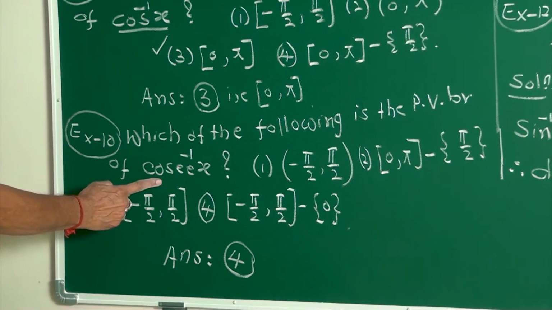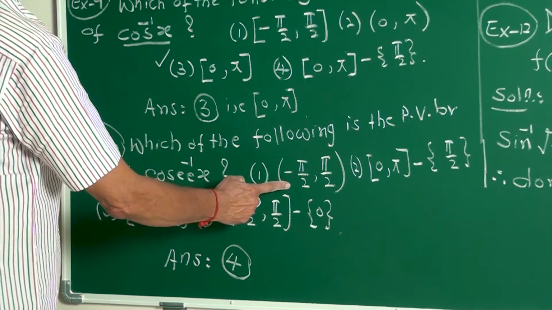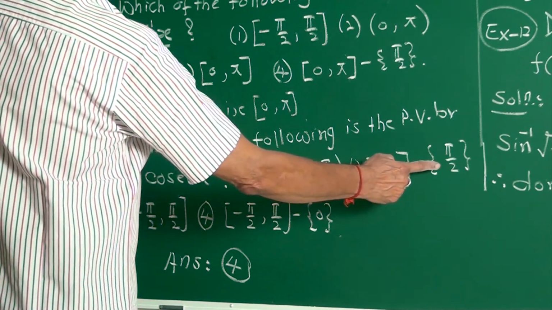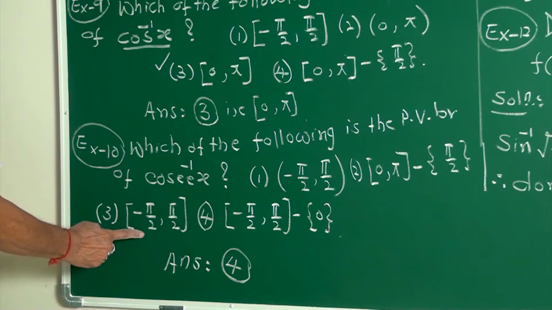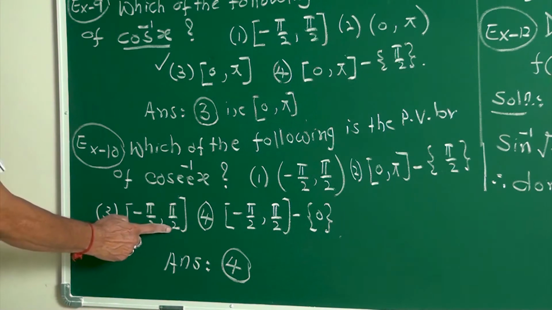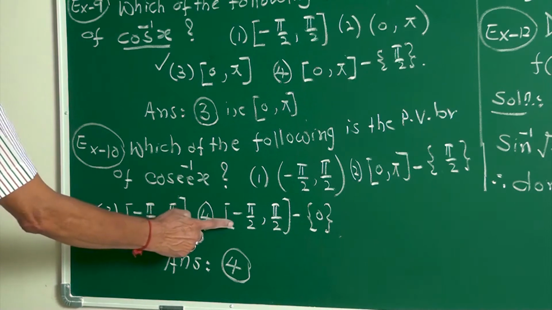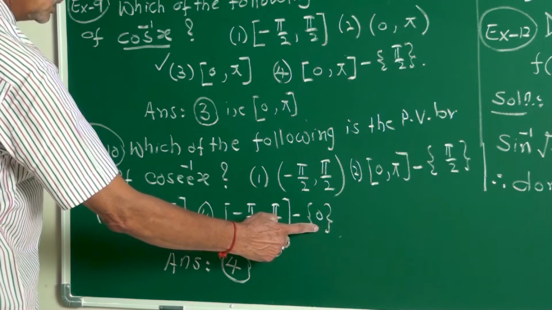Principal value branch of cosec inverse x. First option, open interval minus pi by 2 to plus pi by 2. Second, 0 to pi minus singleton pi by 2. Third, closed interval minus pi by 2 to plus pi by 2. This is open interval, this is closed interval. Fourth option, closed interval minus pi by 2 to plus pi by 2 minus singleton 0.